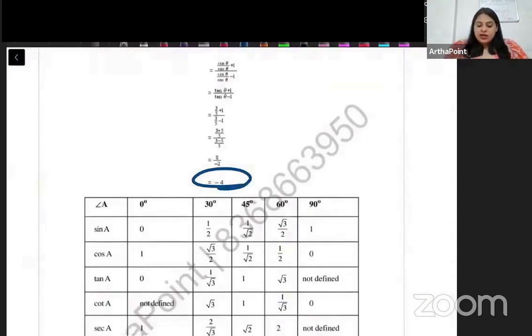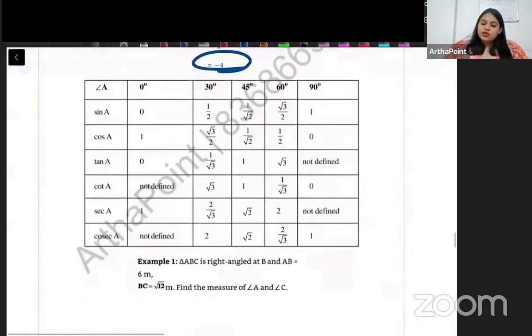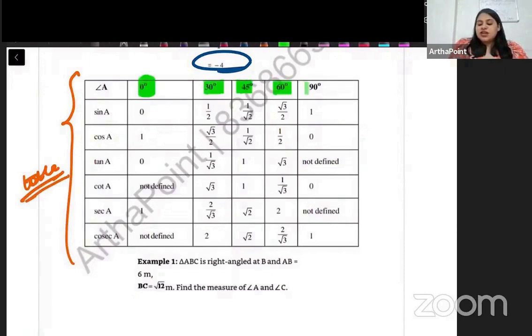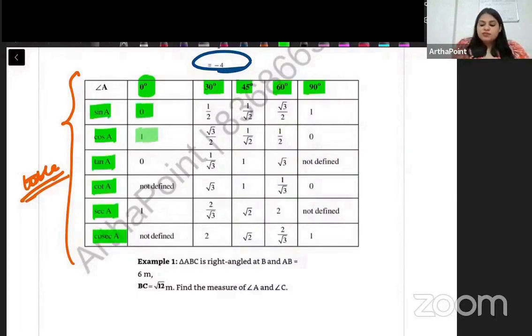Okay. Now this table is important. You should remember this table. So in this table for 0, 30, 45, 60 and 90, I have gone ahead and given sine, cos, tan, cot, sec and cosec values. So sine 0 is 0, cos 0 is 1, and then this goes to half, 1 by root 2, root 3 by 2 and 1.